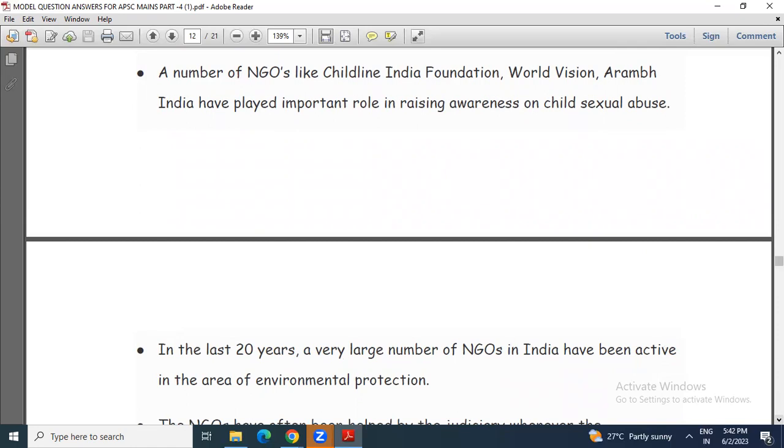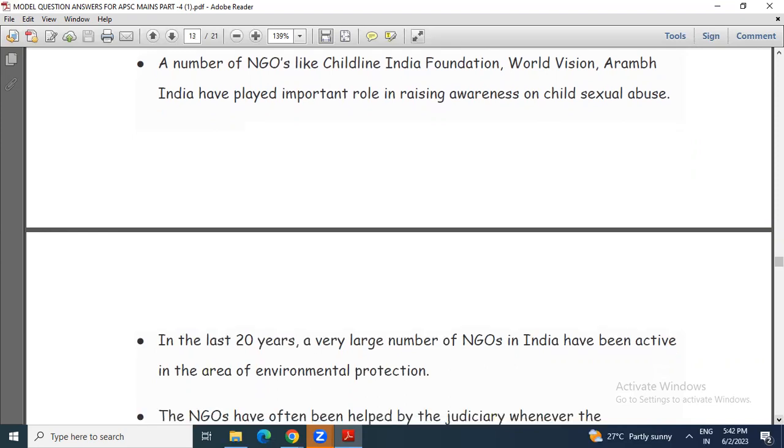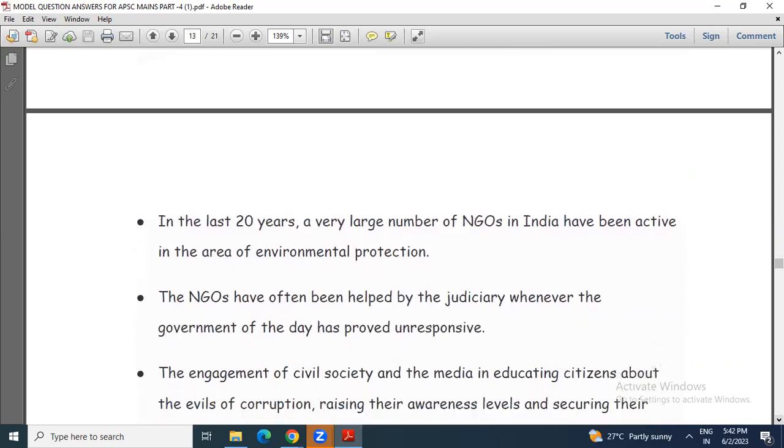Then a number of NGOs like Childline India Foundation, World Vision, Aram India have played an important role in raising awareness on child sexual abuse. So we have to remember the NGOs' names: Childline India Foundation, World Vision, Aram India. At least two, you must remember. Childline India Foundation, Aram, World Vision. They are raising awareness on child sexual abuse, which is again a major problem of India.